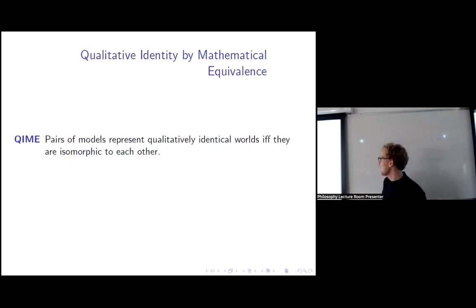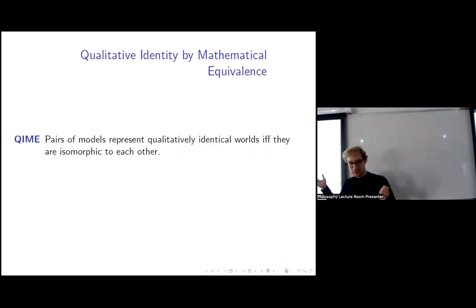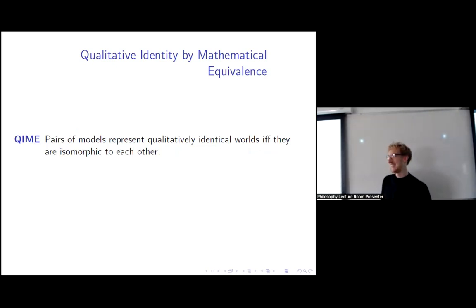And so I've just gone ahead and called this principle QUINE: Qualitative identity by mathematical equivalence, which just says exactly the thing. Pairs of models present qualitatively identical worlds if and only if they're isomorphic to each other. From the quotes it's clear that it's the right to left direction that's the most interesting one, right? If these models are isomorphic, then they're going to represent qualitatively identical worlds, so worlds that are at most haecceitistically distinct. But it does seem that people generally believe it goes both ways. So hence the if and only if.